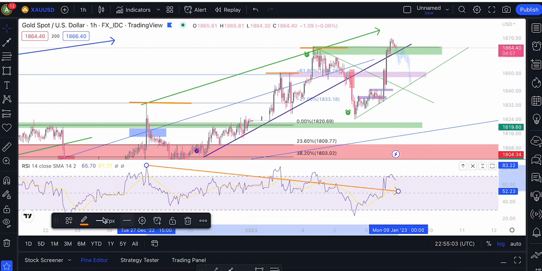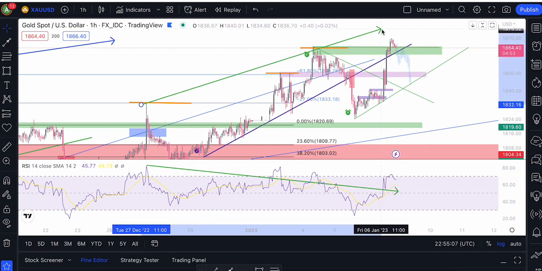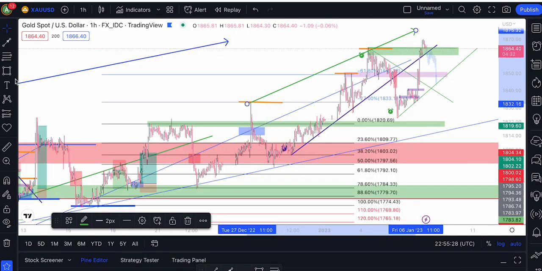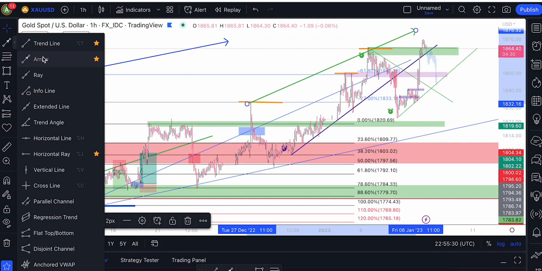RSI is in a downtrend on the 1 hour, and then on the chart, it's in the uptrend. So that's the indicator that we are going to be shifting into a downtrend soon. Also, we hit TP2. TP2 has been hit on the 1 hour right here.